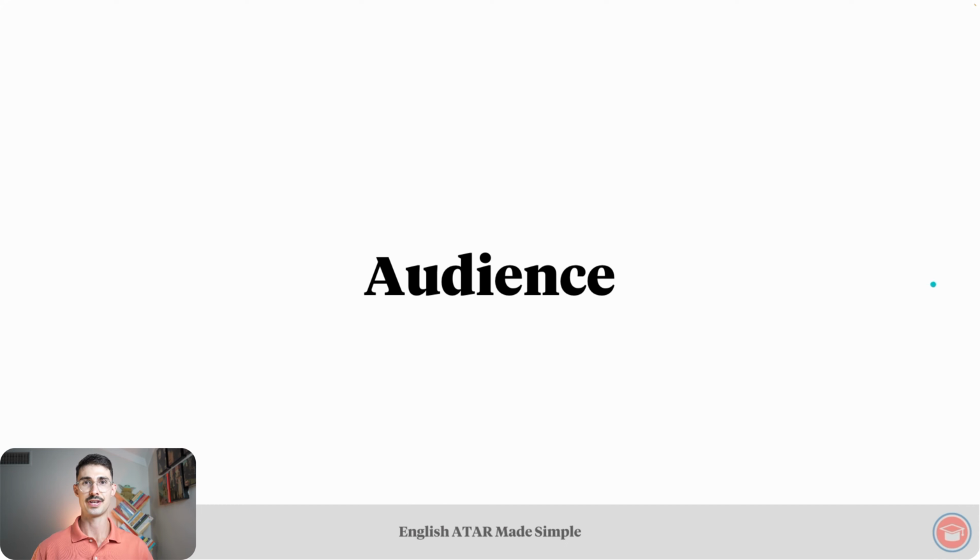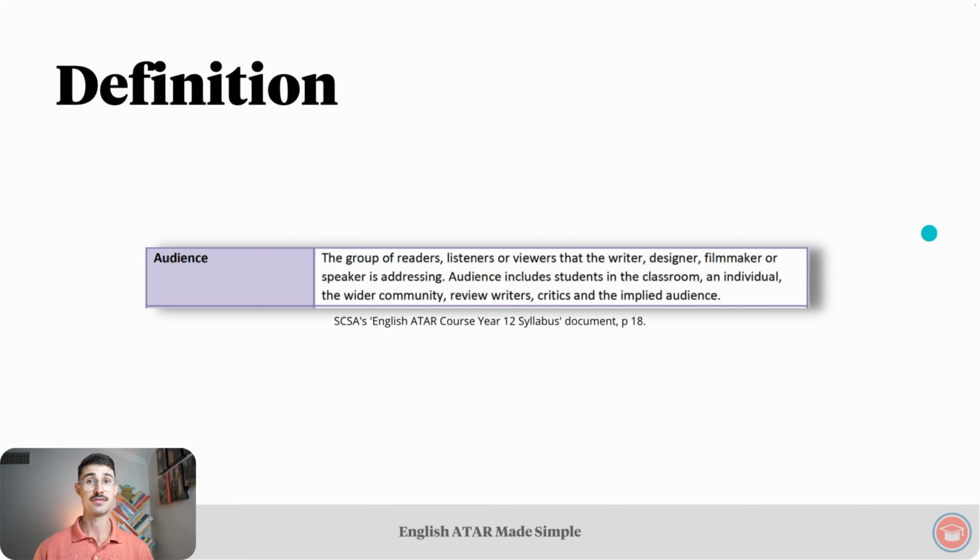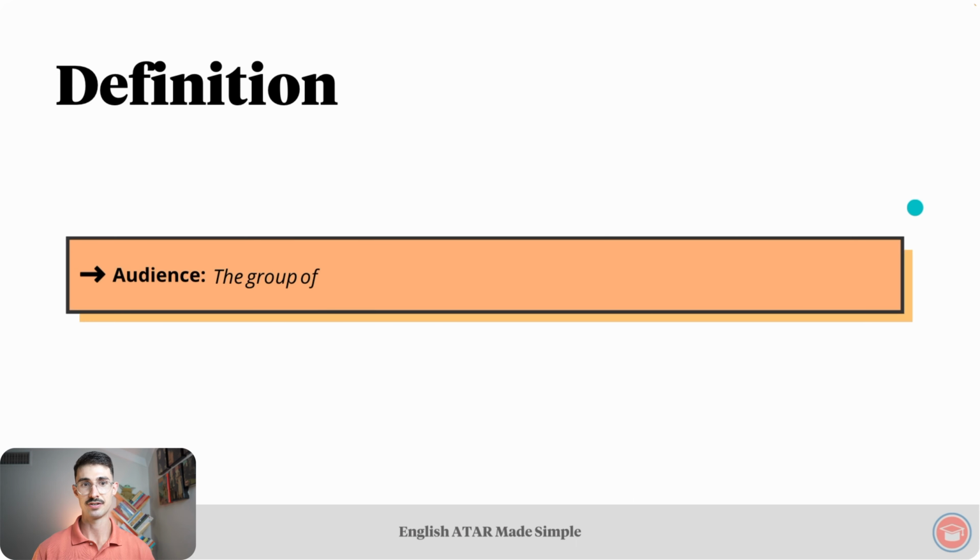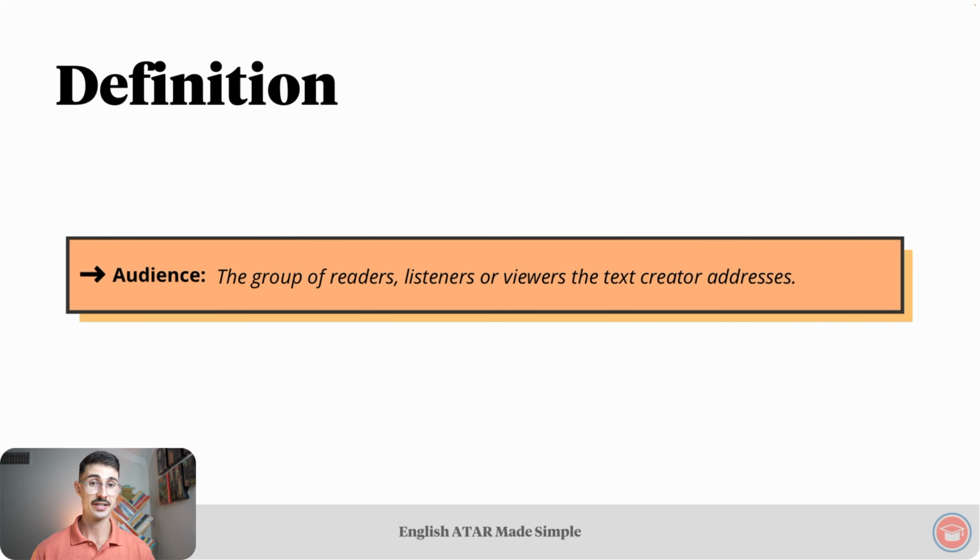On to audience. This is how the glossary defines the word. The group of readers, listeners, or viewers that the writer, designer, filmmaker, or speaker is addressing. Audience includes students in the classroom, an individual, the wider community, review writers, critics, and the implied audience. Our focus is on this first sentence, but we're going to use a bit of a tweaked version of that for the English ATAR Made Simple definition, which is the group of readers, listeners, or viewers the text creator addresses.